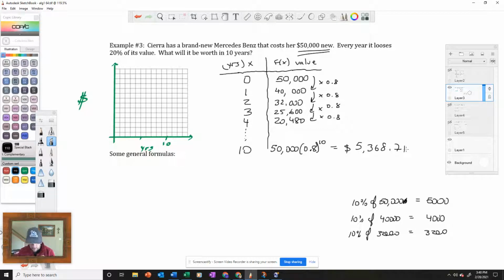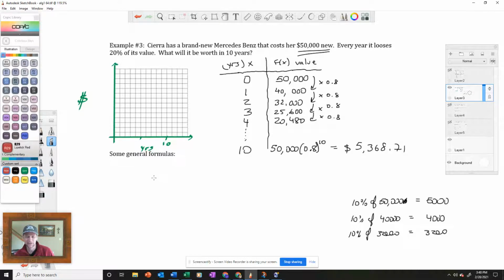$5,368.71, which is why if you go online and try to buy a car that's 10 years old, even if it's fancy, like, ooh, a Mercedes-Benz, it'll be like $5,000, you can have it, because cars lose their value pretty rapidly. Okay, now, where in the world did I get that 0.8 besides the calculator?